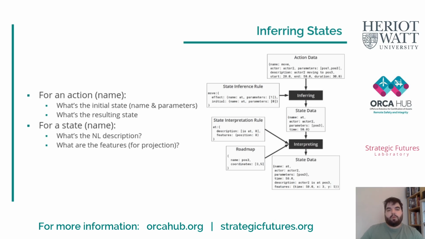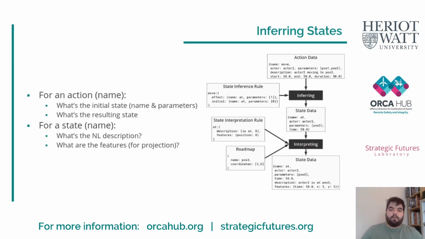So each action will create an effect state, and initial or first actions will create initial states for the system. Those states are again parsed to be able to create state data, which have a name, an actor, the parameters, a time, a natural language description, and the features for the projection. Now the features, as I mentioned, can be made of any of the parameters of the action. And if you want to use a feature which is, say, position, the system will automatically try to extract the exact coordinate of the position using the roadmap data.